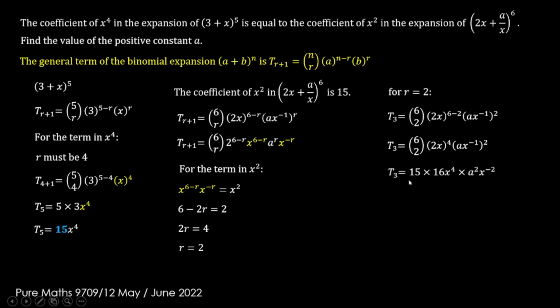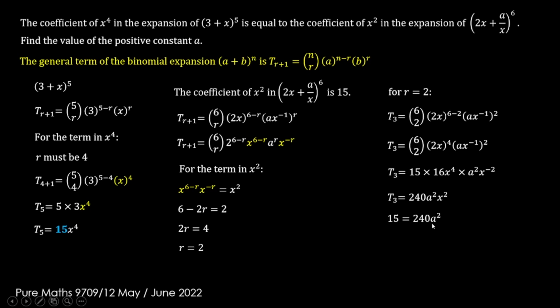So 6C2 is 15, 2^4 is 16. We have x^4 here, a squared, and we have x^(-2) here. That tells us that the third term is 240a^2x^2. And from the first part of the question, this coefficient must equal 15.